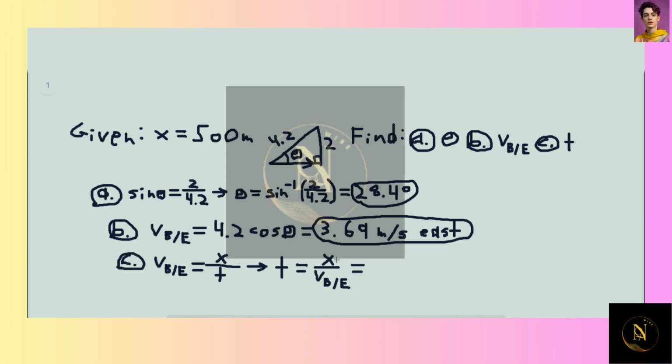Okay, so now I can plug in the x value given in the problem, and I plug in the velocity of the boat relative to the Earth, which I calculated in part B, and it's going to give me the time. So the time I'm going to get is 217 seconds. So it gives me the amount of time required to cross the river.